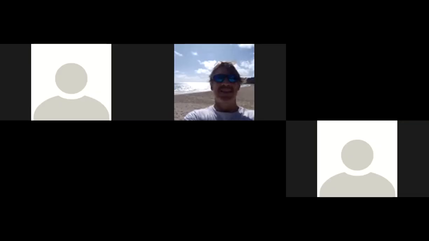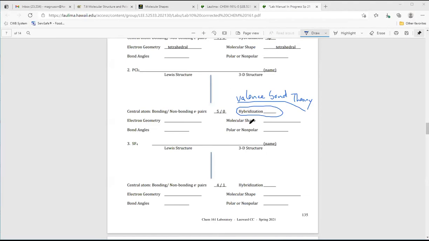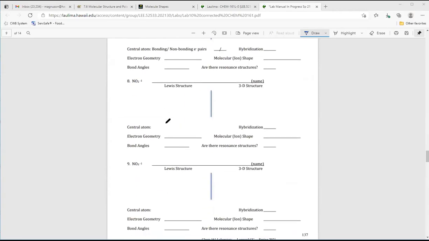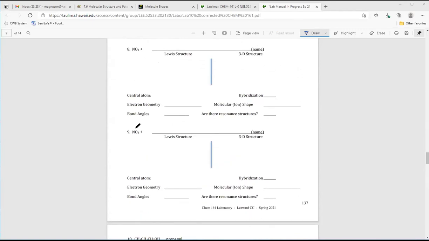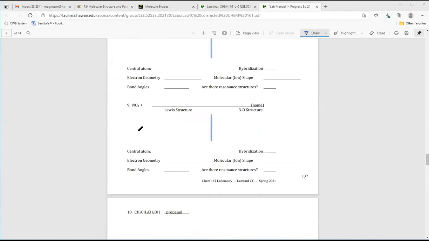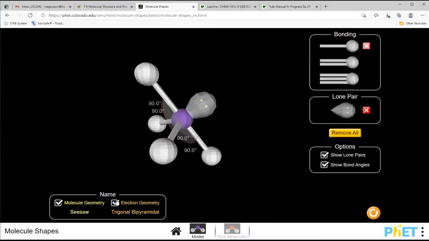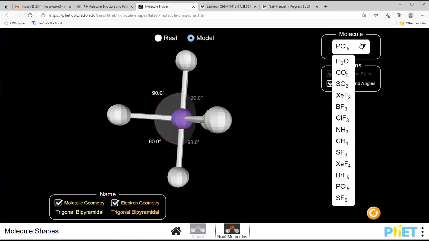I think that covers everything. So we got hybridization, shape, polar, nonpolar, bond angles, Lewis structure. I think you guys can do all this now. Right, you know how to apply the negative charge. I covered that in lecture. And this model is a good cheat, right? It almost has everything here. So if we switch back to real molecules, and then you can just go through.